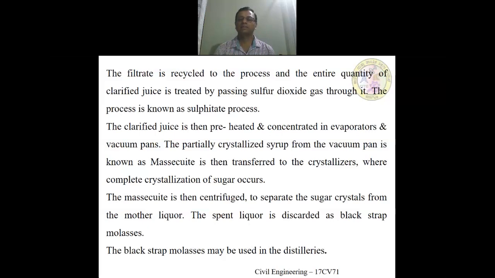The massecuite is then centrifuged to separate sugar crystals from the mother liquor. The spent liquor is discarded as blackstrap molasses. The blackstrap molasses can be used in the distillery for the production of alcohol.